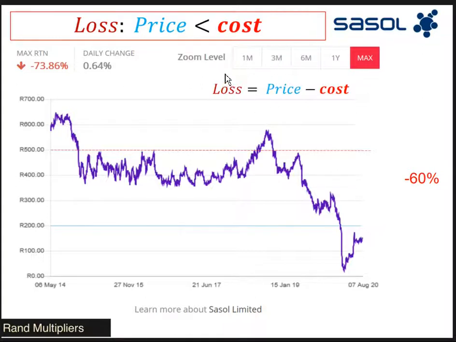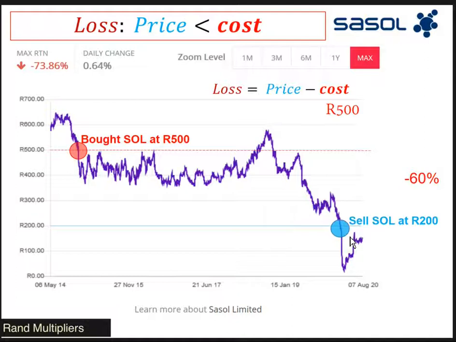We'll also look at Sasol in this case. Supposedly someone bought Sasol at 500 rands, right? And they actually sold it at 200 rands, right? When they sold it at 200 rands, we can see that the cost is greater than the price. We can immediately see that that is actually a loss. So the loss there is 300 rands, which is a 60% loss.